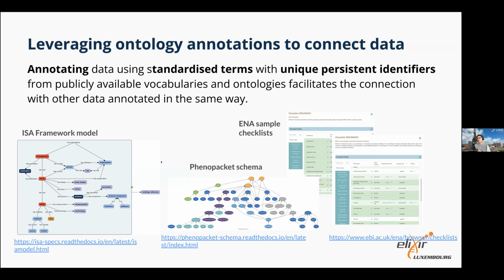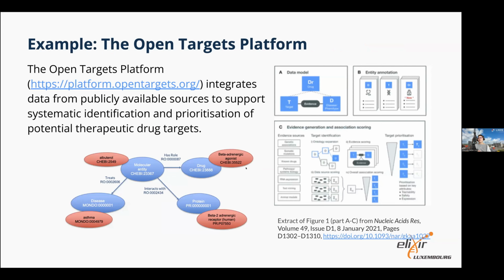Now, why is this important? What can you do with it? My favorite example of this is the Open Targets platform. It's a pre-competitive partnership between a number of pharmaceutical companies and academic institutions. And it's been around for quite a few years, and it built into this platform that uses information from a number of openly available sources, such as drug repositories, the GWAS catalog is one of them, various other EBI deposition databases that already have data annotations.